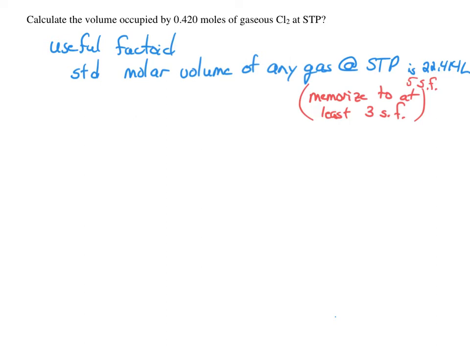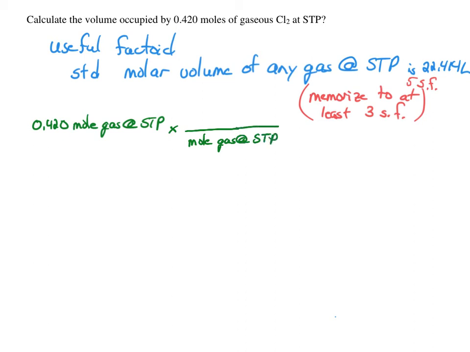We can solve this problem very quickly. We have 0.420 moles of gas at STP. And we're going to multiply by the standard molar volume of any gas at STP, because we have the mole of a gas at STP.